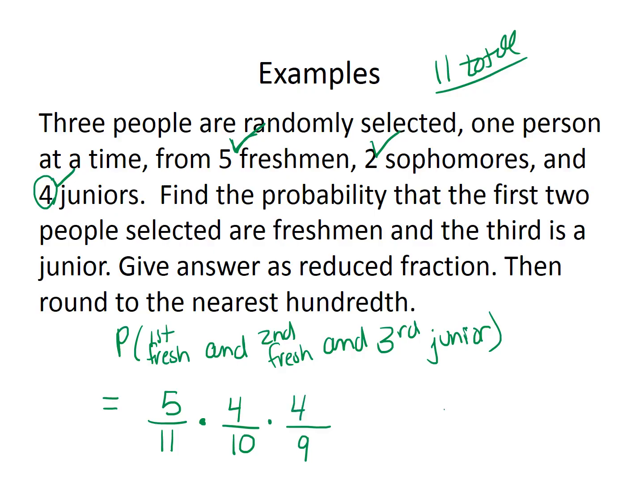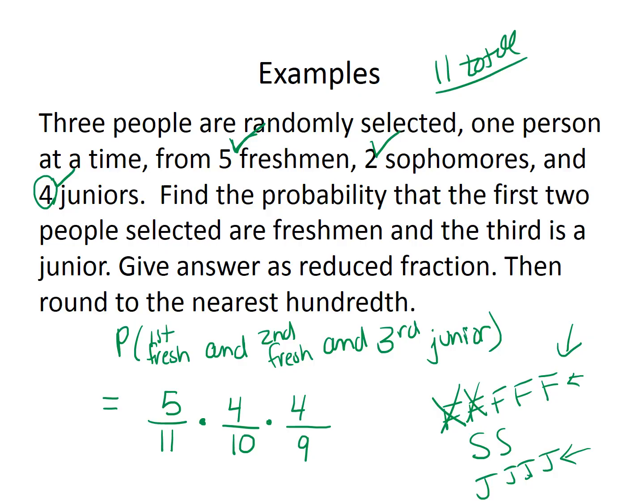And again, if it helps you, 5 freshmen, 2 sophomores, and 4 juniors. So obviously the probability that the first is a freshman is 5 out of 11, and you cross that one out. Then you have 4 F's out of 10 for the second one. The second one's a freshman. So then you only have 9 left, but you still have 4 juniors out of the 9. So that's the third one, if this idea helps you.